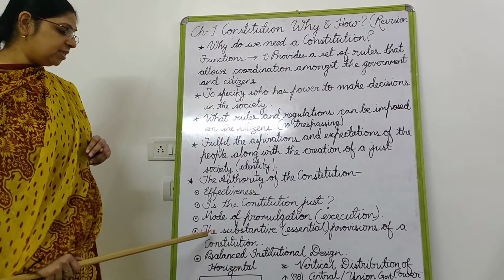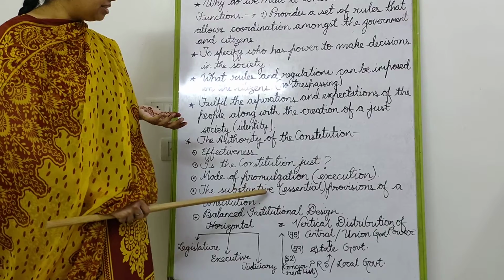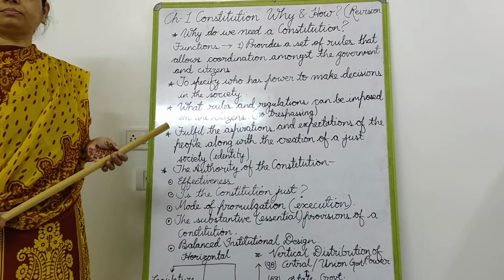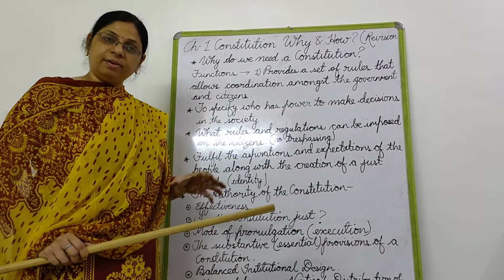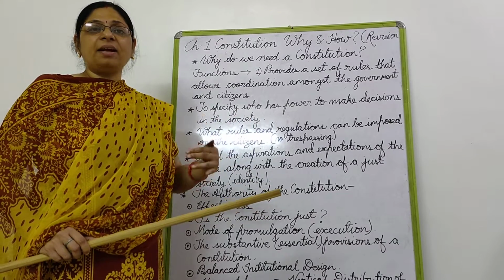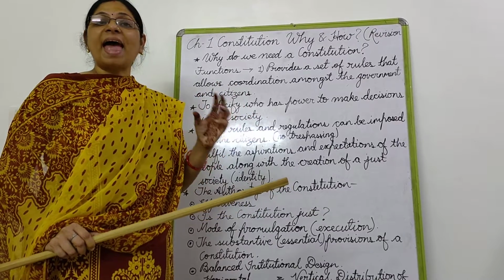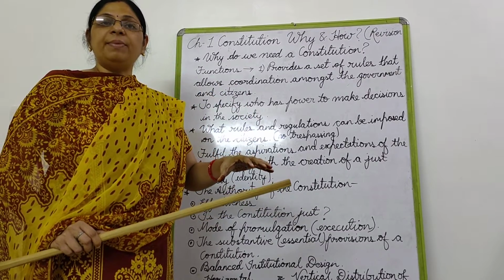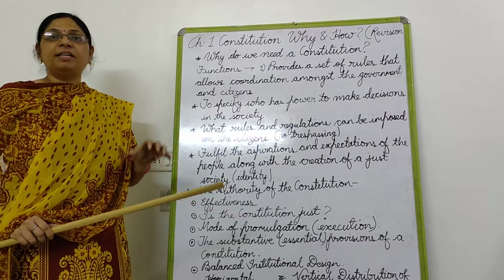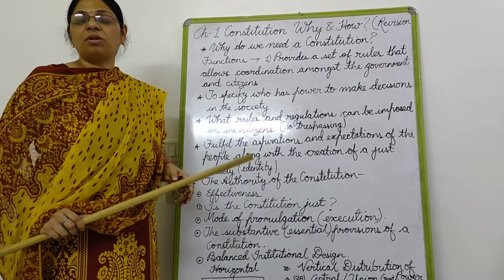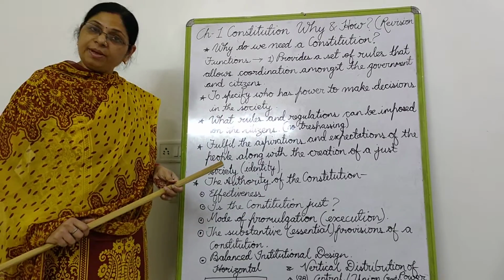Now, the fourth point is the substantive provisions of a constitution. What are the essentials? Substantive means essentials. The constitution should be rigid. The constitution should be flexible. The constitution should understand the changes required with the passage of time. The people should be happy with the limitations imposed by the constitution. It should not be too much binding. It should not have too much leniency also. So that is why certain essentials should be there.